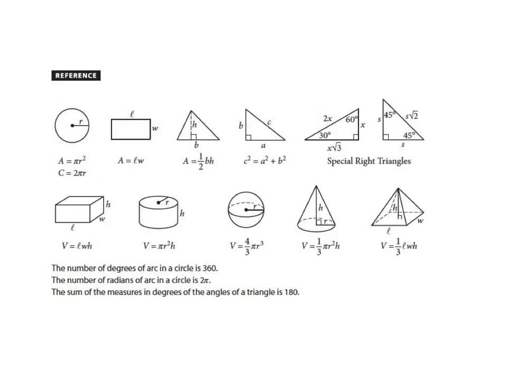These are the useful formulas for area, volume, and some information here about measurements for a circle. We have degrees. 360 is the total number of degrees in a circle. If we're measuring in radians, the total of a circle is 2 pi, and the measures of all the angles in a triangle is going to be 180 degrees.